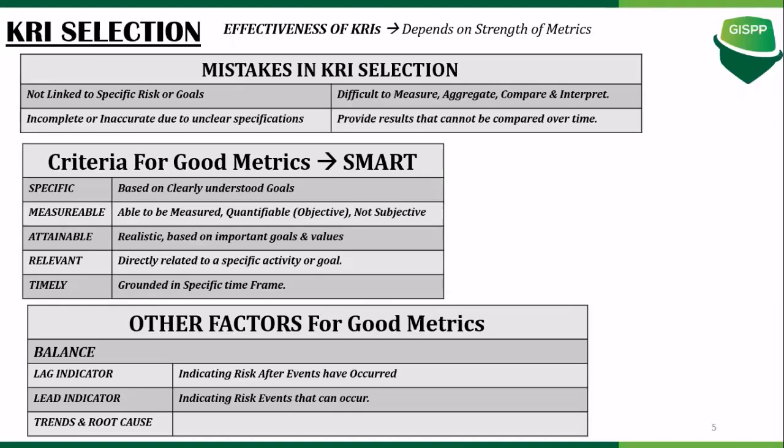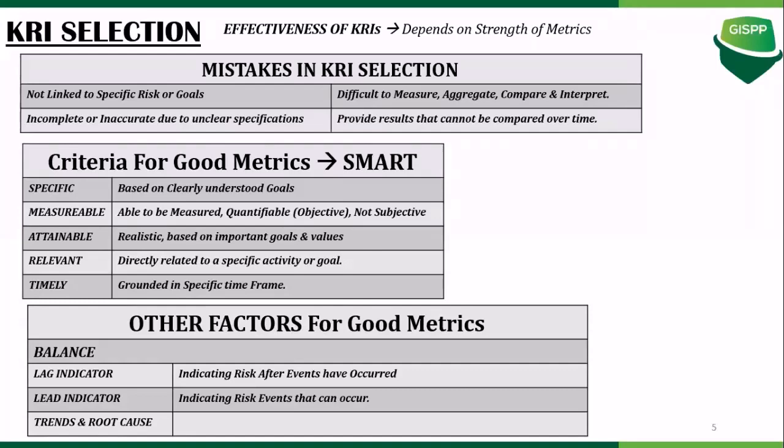Then you need to have metrics that demonstrate some kind of a trend. Analyzing indicators over time helps you in gaining more insight. It helps you understand what the normal value for a particular metric is, what the fluctuation point is, and what the variances in a particular metric are.